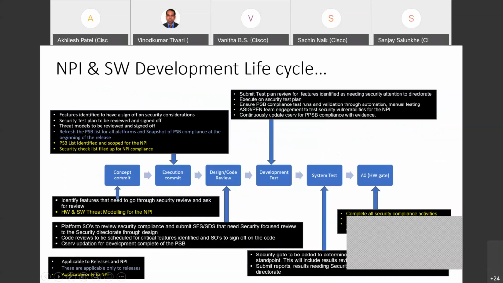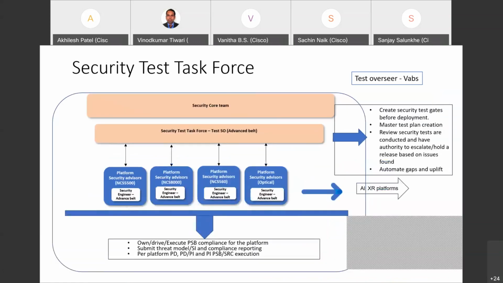This slide was put up so we clearly know what is the expectation right from concept commit to FCS. The yellow ones are applicable to the NPIs, blue ones are applicable to the release, and white colors are applicable to both release and the NPI. So at concept commit, we need to identify which platforms need to be part of this release and have to be security compliant. Any platform going out of the release has to be security compliant. Hardware and software threat models for the NPI have to be defined. At execution commit, for the NPI, the PSP list has to be identified and scoped.